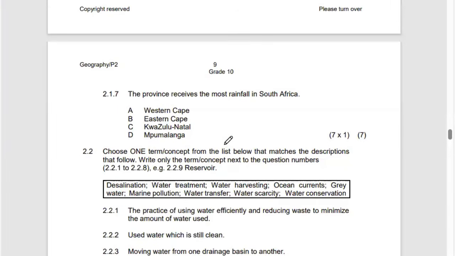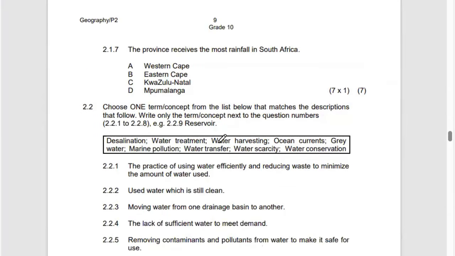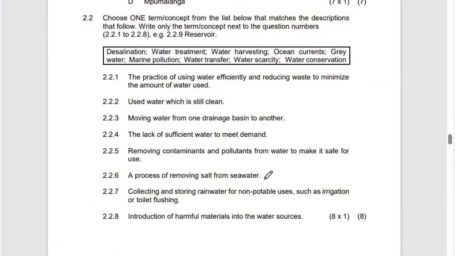Right. Then the province that receives the most rainfall in South Africa. Which province receives the most rainfall in South Africa, according to South African geographical situations? That receives most rainfall. We are having it as KwaZulu-Natal on the east. Right, we move on to the next question. We are having those responses and we're going to use them to answer the questions.